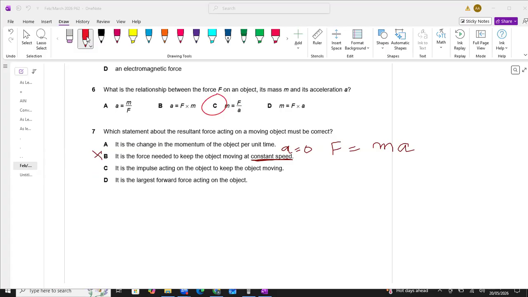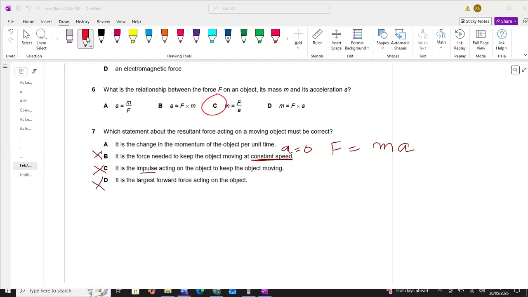In option C, they are saying it is the impulse acting on the object to keep the object moving. So impulse is basically change in momentum. So it's not the impulse that will keep the object moving. So C cannot be the right answer. In option D, they are saying it is the largest forward force acting on the object. So obviously, beta, the resultant force can never be only the forward force. It can be a backward force as well. So D cannot be the right answer.